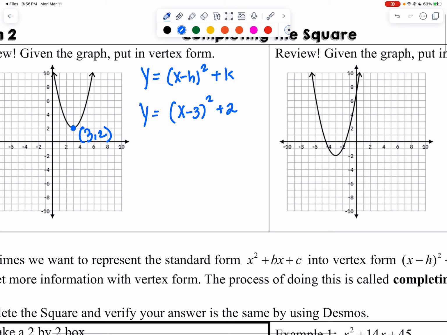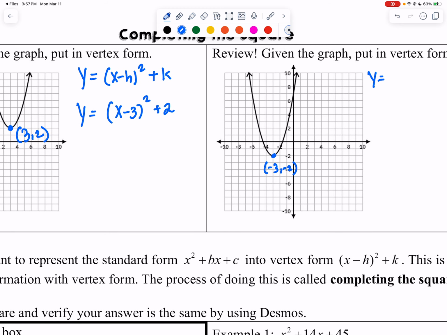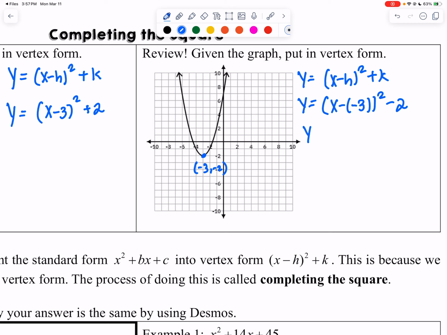Same thing for number 2 here. I want to find my vertex, which is at -3, -2. So we have y is equal to x minus h squared plus k. Notice how your h value right here is -3. And then your k value is -2. If I were to simplify this a little bit, I'm going to get x plus 3 squared minus 2.